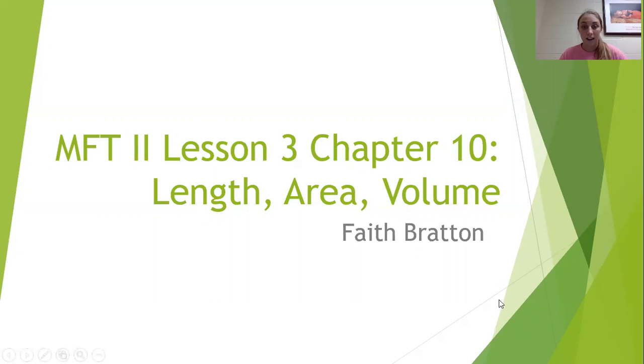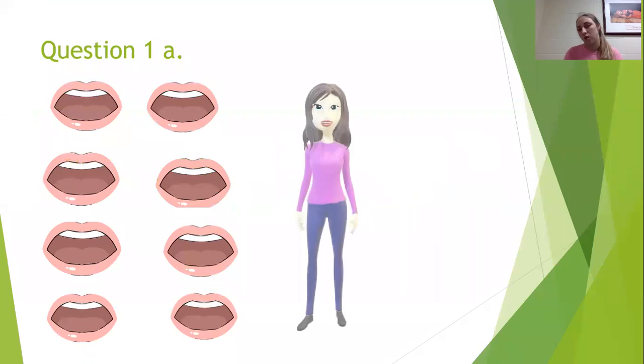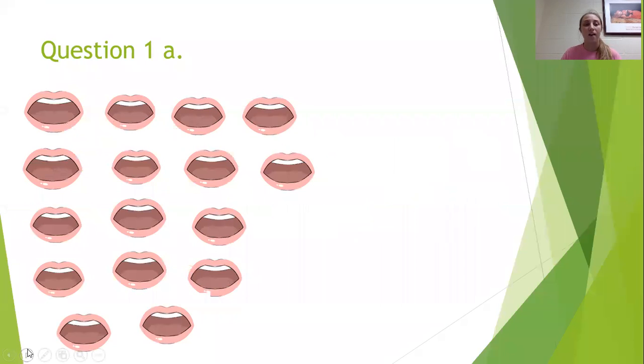Lesson 3, Chapter 10, Length, Area, and Volume. Okay, let's get started. For question 1, we have 8 mouthfuls. I know those look a little funny, but they're 8. If we have 8 mouthfuls, that equals 1 Jill. Okay, next we have 16 mouthfuls.